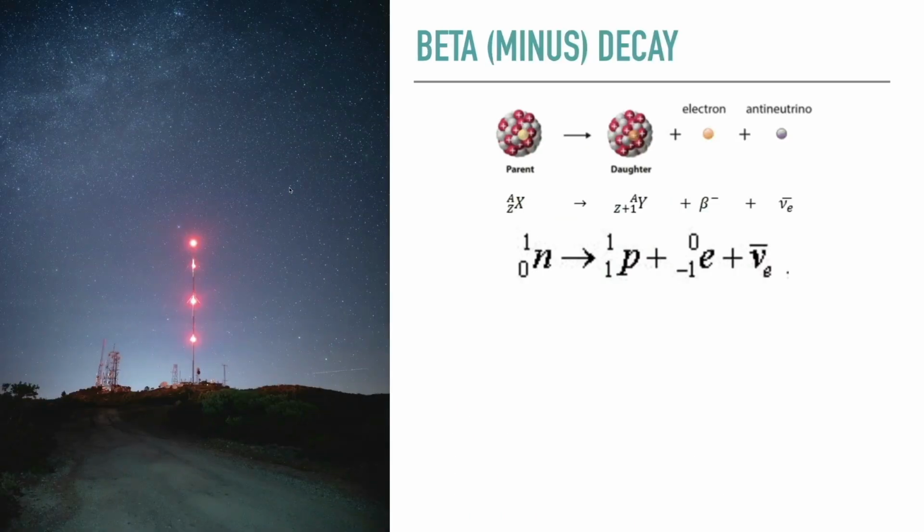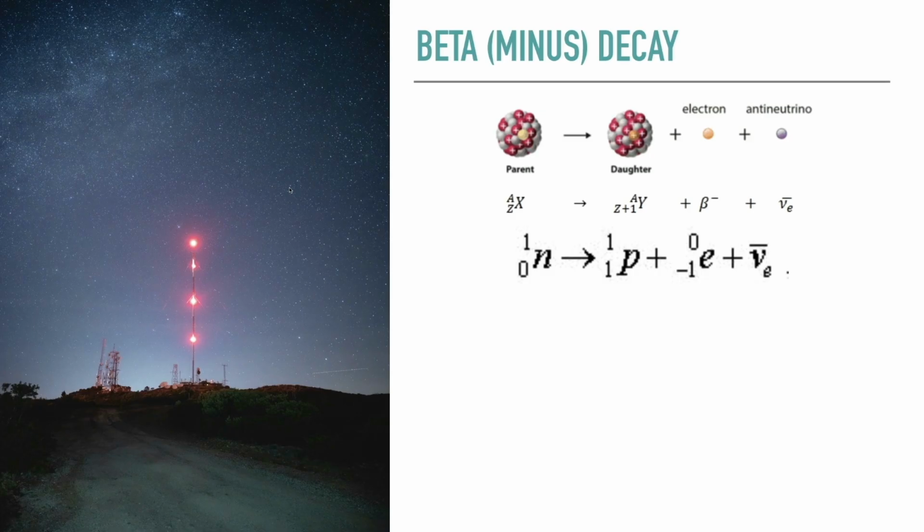Now we move on to beta minus decay. So we have a representation of it here. We've got the parent nucleus, which is unstable. It transitions into a daughter nucleus, which is more stable. And in the process, it gives off an electron and an anti-neutrino.